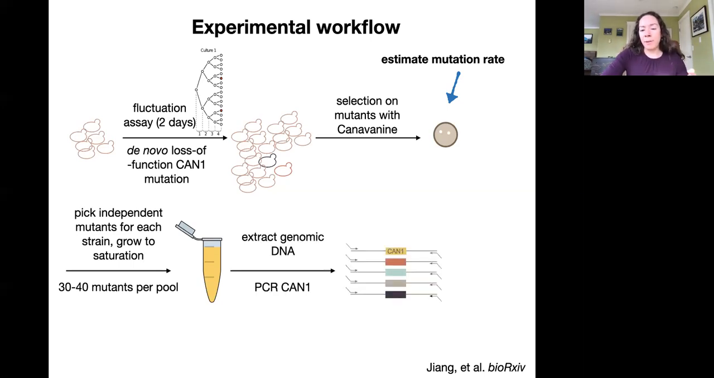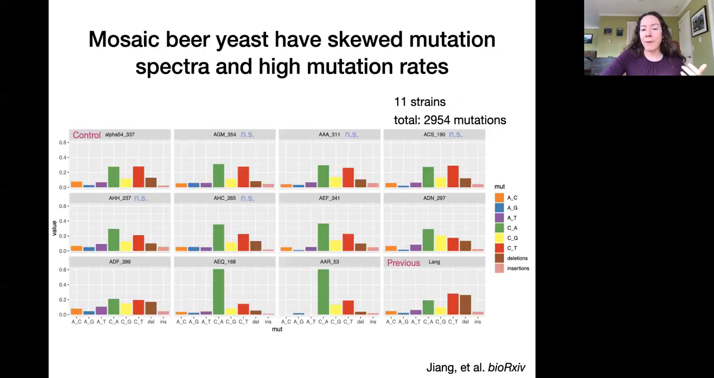But then we went a step further, growing up the mutants, sequencing the CAN1 gene, and getting a mutation spectrum of the variants from there. This is what we got from a sampling of haploid strains from the 1,011 genomes. This assay only works well on haploid strains, so that limited our options a little bit, but still gave us a bunch of diverse strains to work with.